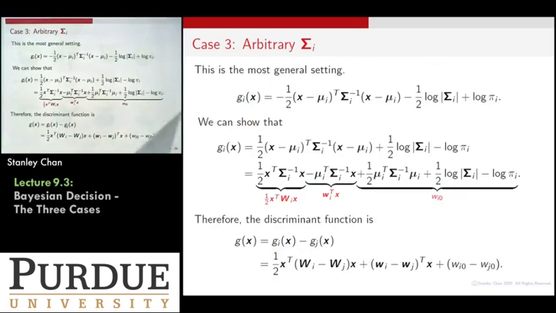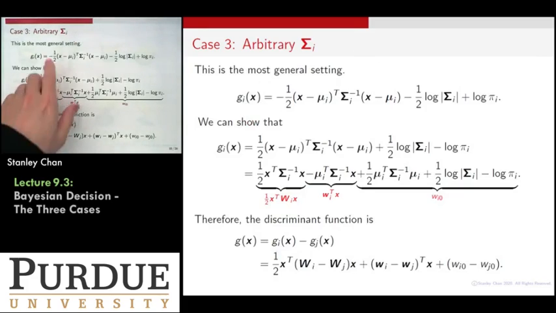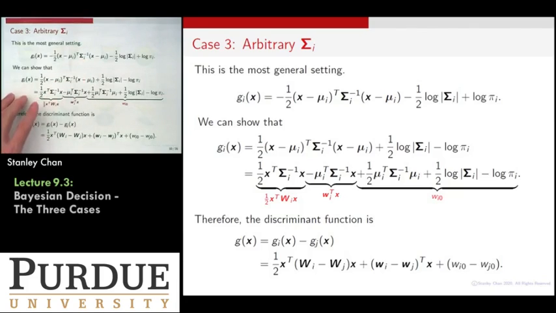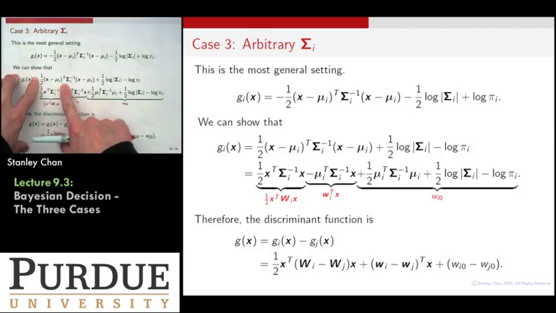Now let's work on case 3. Case 3 says that I have sigma 1 and sigma 2, and they are different. In this case, the bad news is that you cannot drop the sigma i. They have to be there. Then there are limited things that you can do. The only thing you can do is to rearrange the terms in such a way that I can write down a simpler equation.